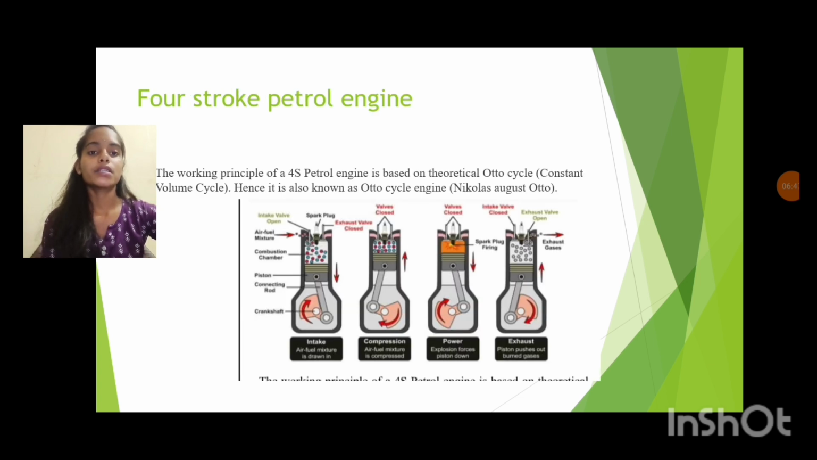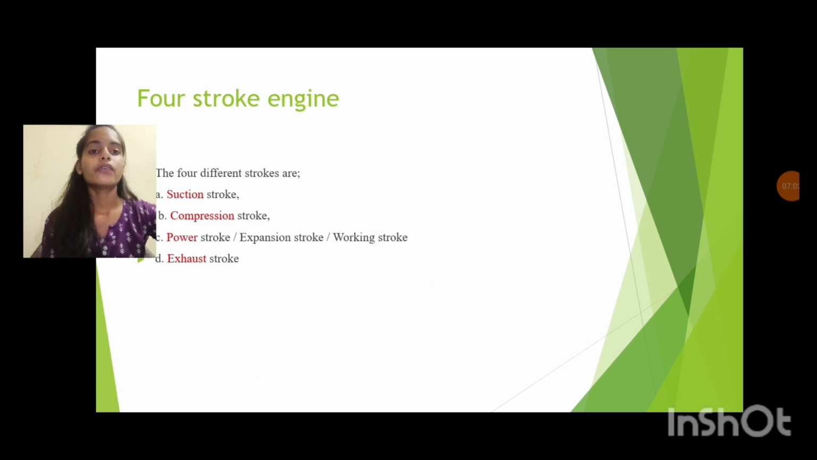Four-stroke petrol engine. The working principle of the four-stroke petrol engine is based theoretically on the Otto cycle, the constant volume cycle. Hence, it is also known as the Otto cycle engine. The four different strokes are suction stroke, compression stroke, power stroke, and exhaust stroke.